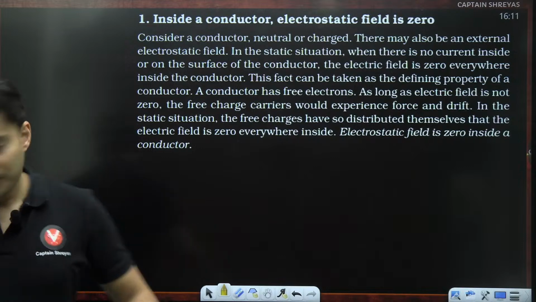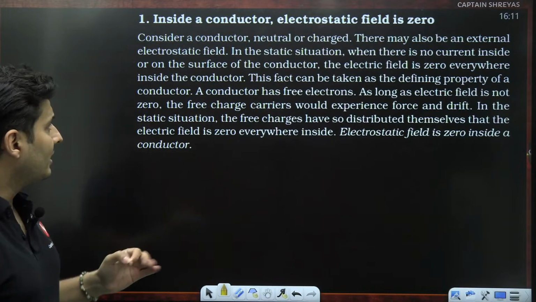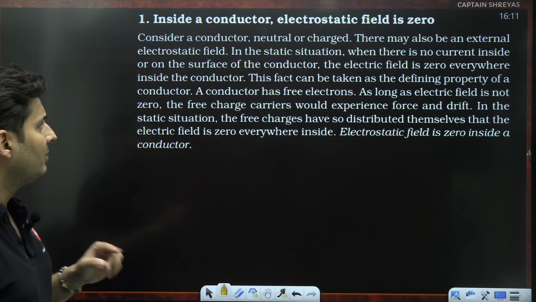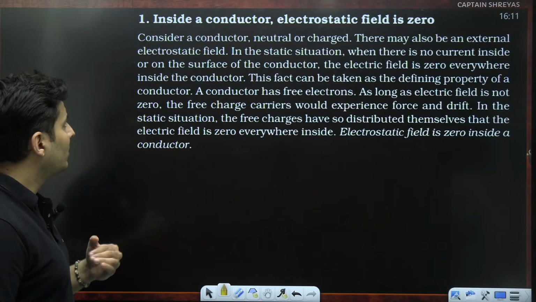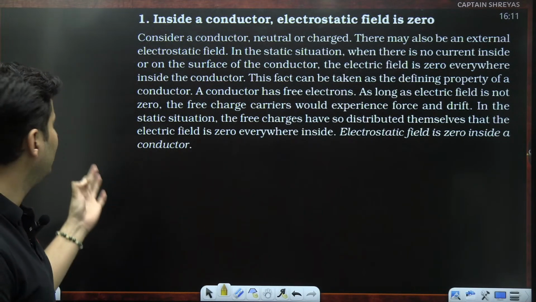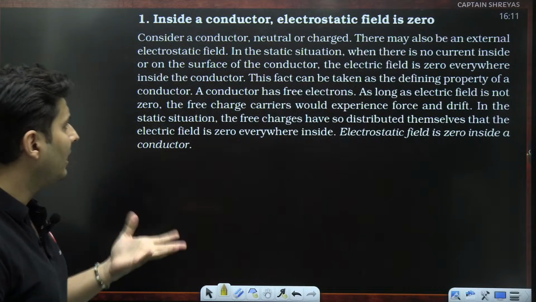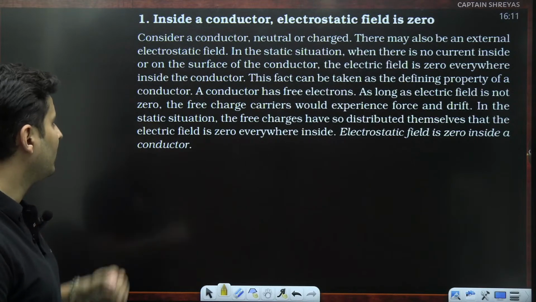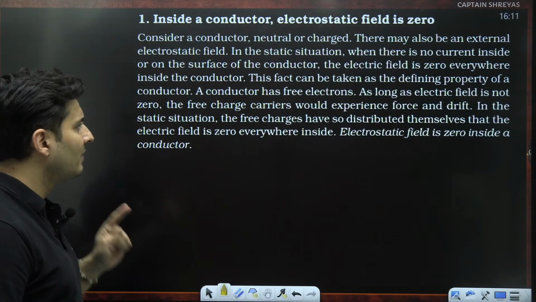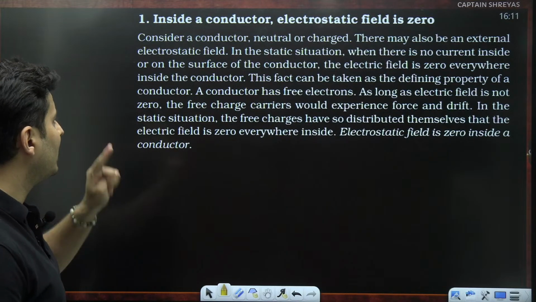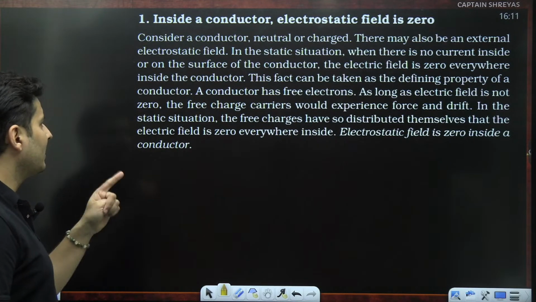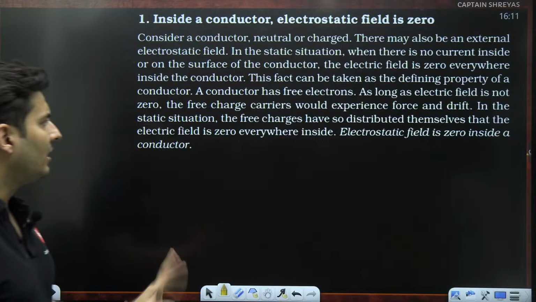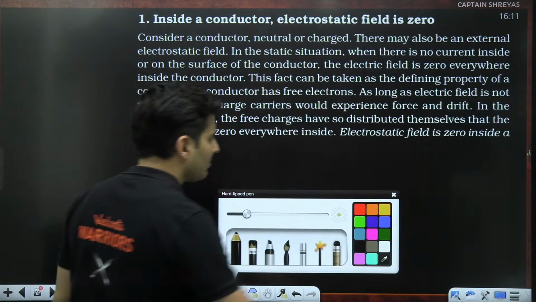Okay, cool. Now, inside a conductor, the electrostatic field is 0. Consider a conductor, neutral or charged. There may be an external electrostatic field. In the static situation, when there is no current inside or on the surface of the conductor, the electric field is 0 everywhere inside the conductor. This fact can be taken as a defining property of a conductor. A conductor has free electrons. As long as the field is not 0, the free charge would experience force and drift. In the static situation, the free charges have so distributed themselves that the field is 0 everywhere inside. Okay, I'll explain this to you.